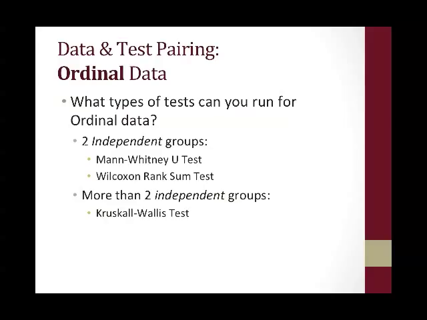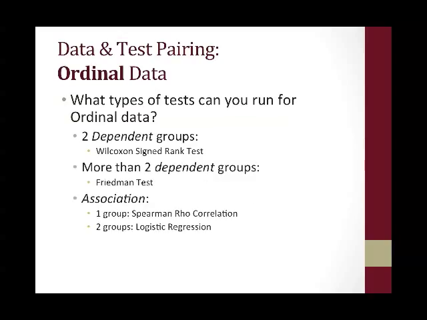If you have ordinal data, what type of test can you run? Well, if you have 2 independent groups, you can perform a Mann-Whitney U-test or a Wilcoxon rank sum test. If you have more than 2 independent groups, you'll be using a Kruskal-Wallis test. If you have 2 dependent groups, you can perform a Wilcoxon signed rank test. If you have more than 2 dependent groups, you can perform a Friedman test. And if you're just looking at association with one group, you can perform a Spearman rho correlation. If you have 2 groups and you're looking at associations, you can do a logistic regression.